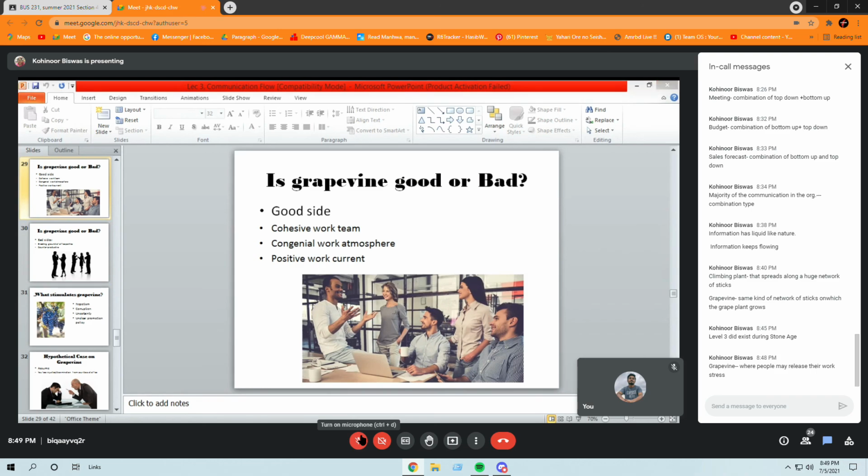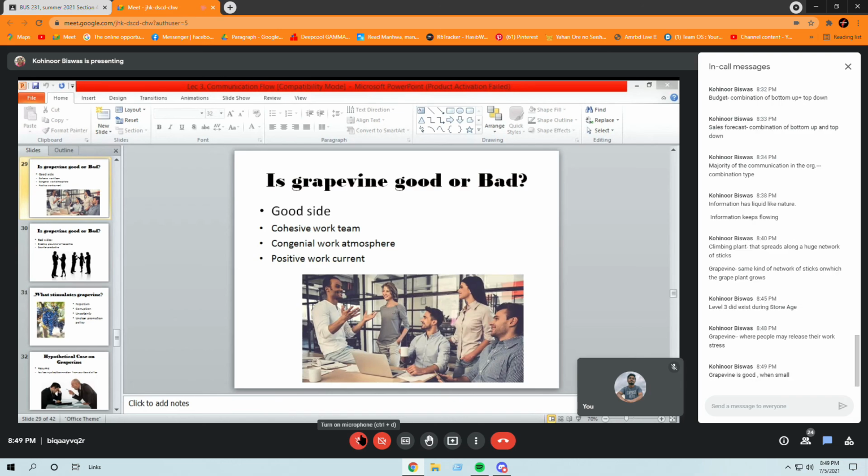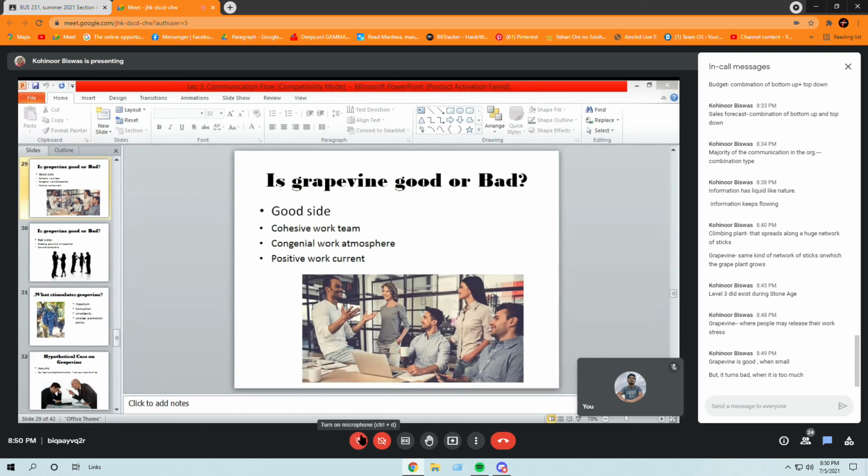Let me write it down. Grapevine is good when small. So when it is under control to some extent, when it is small, it is good, but it turns bad when it is too much. Too much of people talking and giving less time to work is obviously counterproductive.